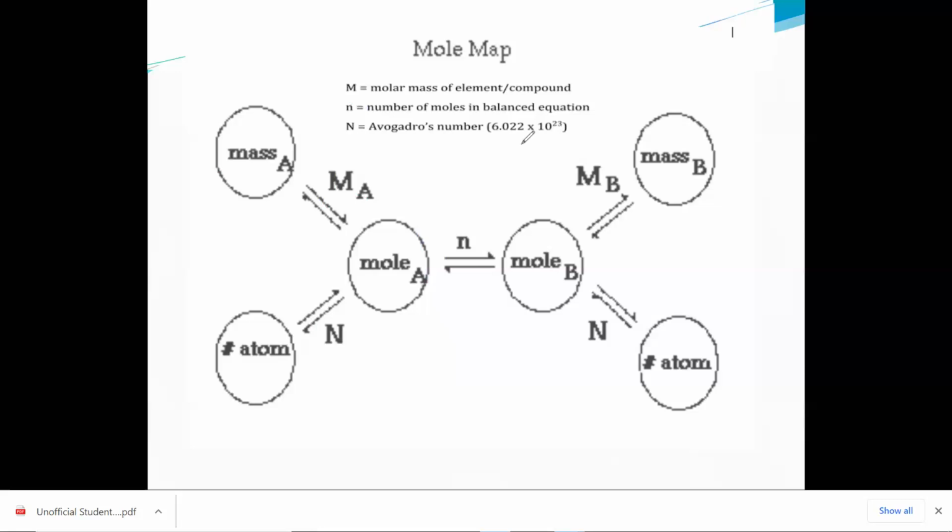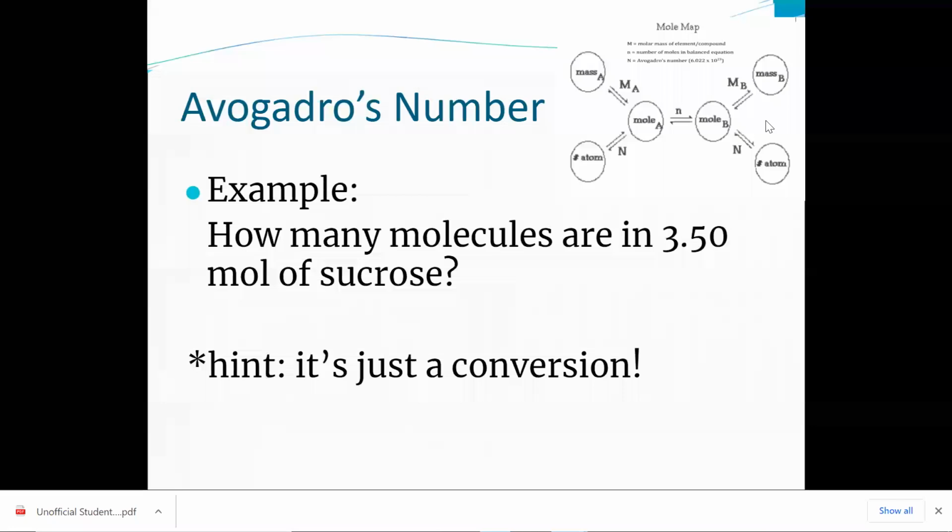So moving on, looking at this first example problem, it's asking you how many molecules are in 3.5 moles of sucrose. And the hint is it's just a conversion. So I hope that you weren't hoping that the T-chart would disappear forever. It hasn't. We're going to use that for the rest of this class.